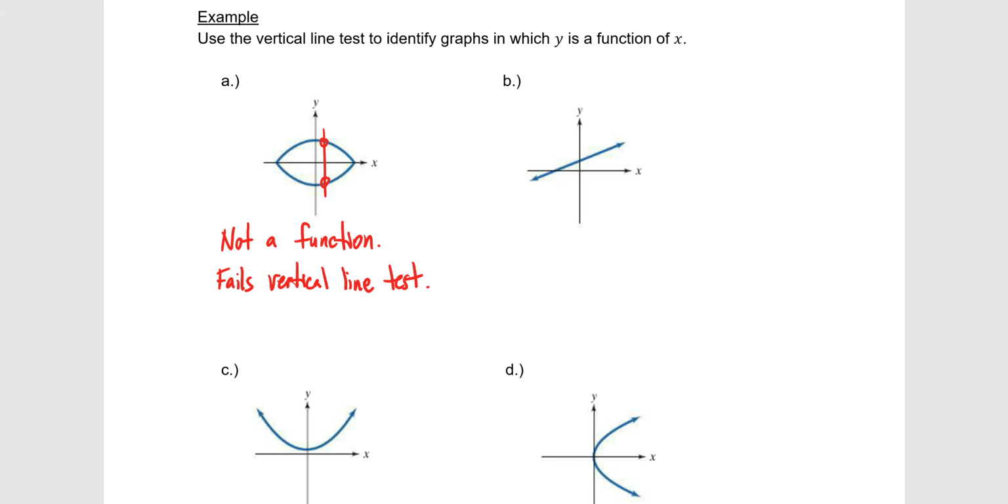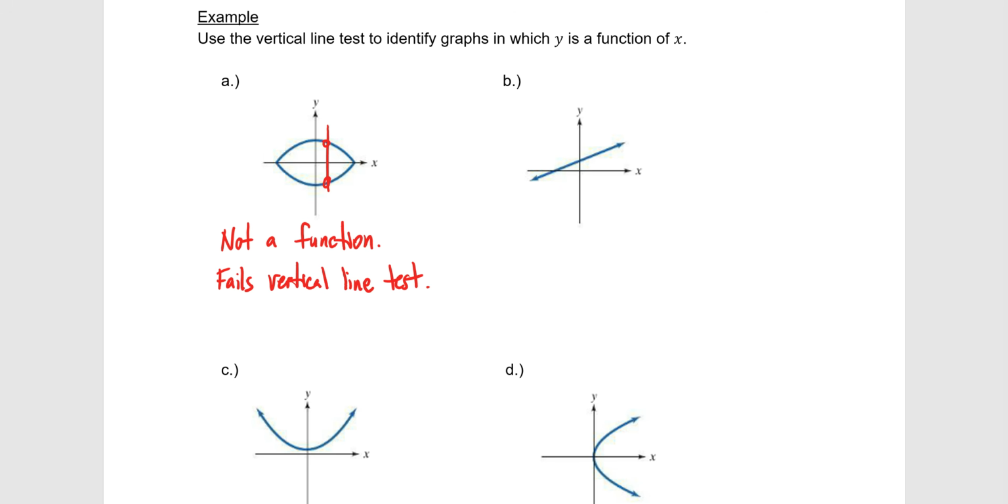Going back to A, if we take a look at, say, this x value right here, it corresponds to a y value here and also a y value here. So that's what the vertical line test is doing behind the scenes. It just means that x coordinate corresponds to two different y coordinates in this case.